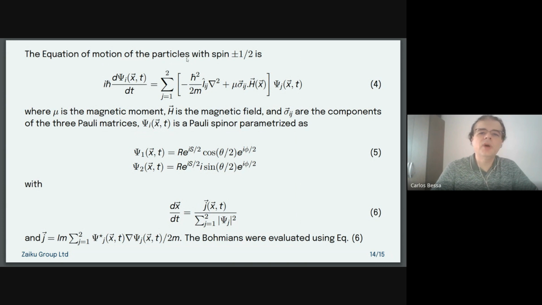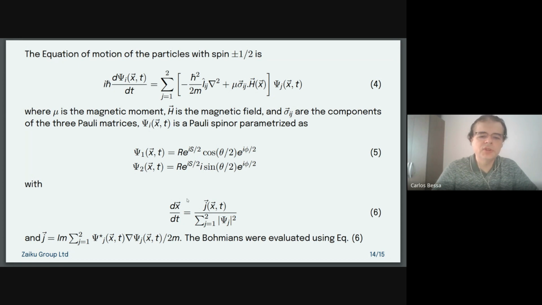So the equation of motion of the particles with spin plus and minus 1/2 is given by an expression like this. It's a type of Schrödinger equation with this extra term here, where mu is the magnetic moment, h is the magnetic field, and sigma i are the components of the three Pauli matrices, x, y, and z, that we usually use in quantum computation. Psi is a Pauli spinor parameterized in this way. So we have two components here. Psi is this two-component spinor that he used to make the model.